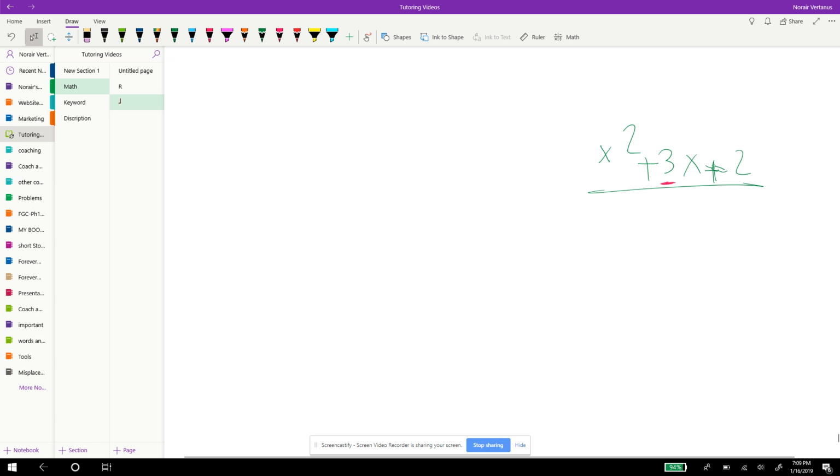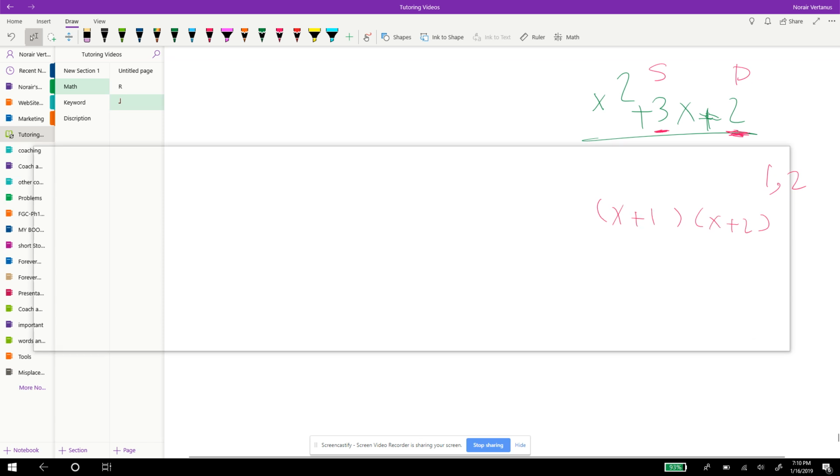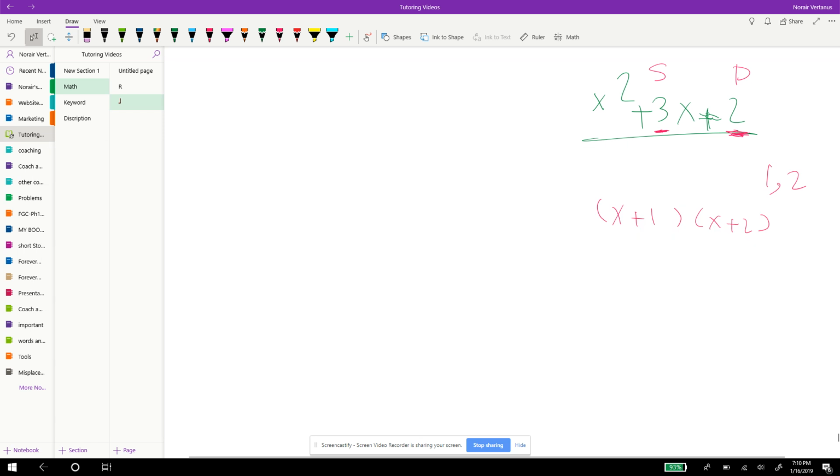What two numbers multiply to get 2? This is called the product, the 2, and 3 is the sum. What two numbers multiply to get 2 and add to get 3? It's 1 and 2, right? This is the simple one. You list all the numbers that multiply to get 2, and then add them to get 3. So those are 1 and 2, and this can be factored like this: x plus 1 and x plus 2. And if you FOIL it, you're going to get this.